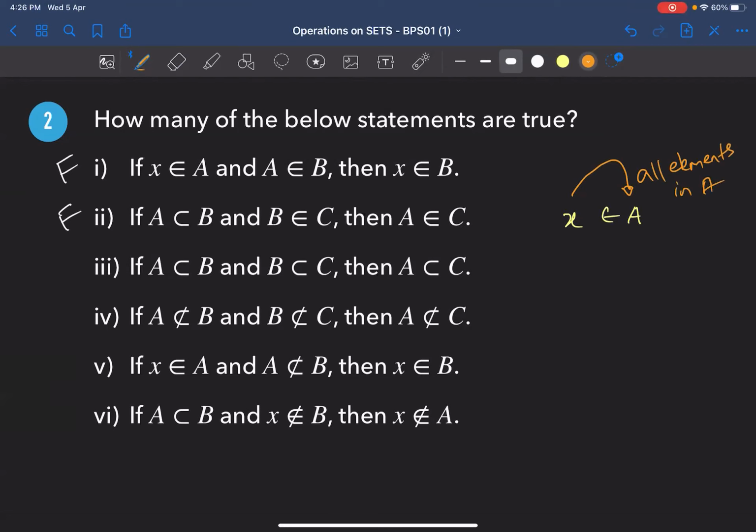Now, if A is a subset of B, so A is contained in B, right? Yeah, A is contained in B. So you can say that X should belong to B also. Yes, sir. Now, can I say that this will apply to all elements in B in that case? Will this X apply to all elements in B?